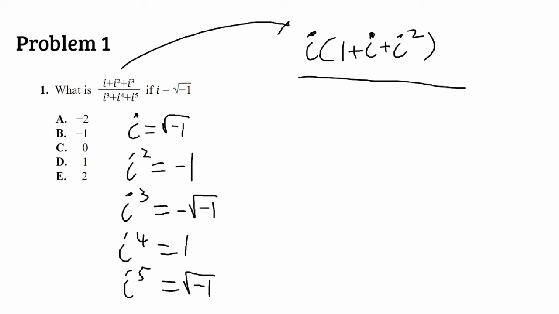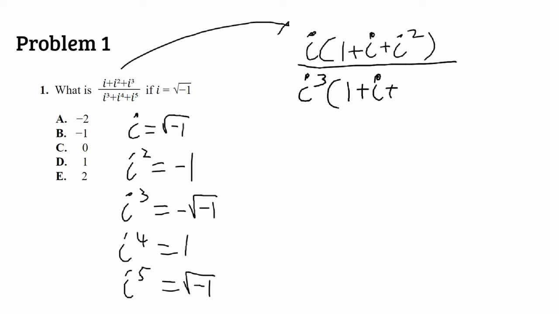Now on the denominator, we can do the same thing. We have a greatest common factor of i cubed here, so let's factor out an i cubed, and then it'll be 1 plus i plus i squared. Again, i cubed times 1 is i cubed, times i is i to the 4, and i cubed times i squared is i to the 5. Now we can cancel these, because they're the same, and we're left with i over i to the 3.